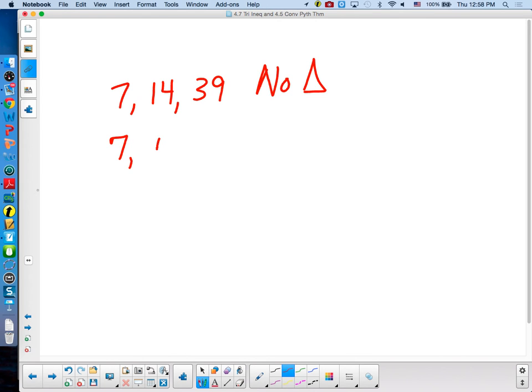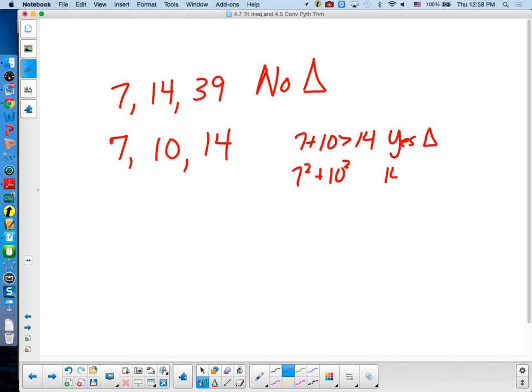So maybe I can't just take your random numbers. 7, 10, and 14? Does that make a triangle? 7 plus 10 compared to 14? I think we're at least in business, it'll make a triangle. Now figure out what kind. Remember, you're trying to figure out, is the C squared bigger or smaller?